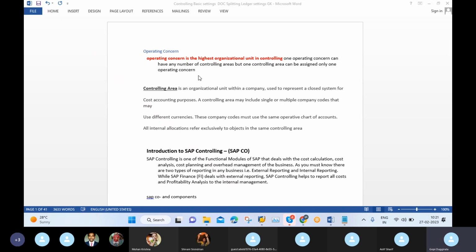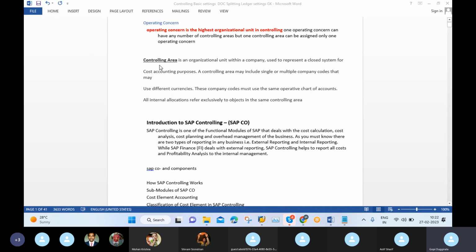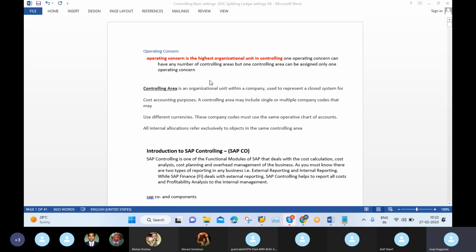Not possible, right? Same concept. In operating concern, we can create n number of controlling areas. But the thing is, one controlling area can be assigned to only one operating concern. This is also very, very important. In the interview, definitely they will try to confuse you in this area. Right? Simple, the company and company code logic. Next, controlling area. Then what do you mean by controlling area?